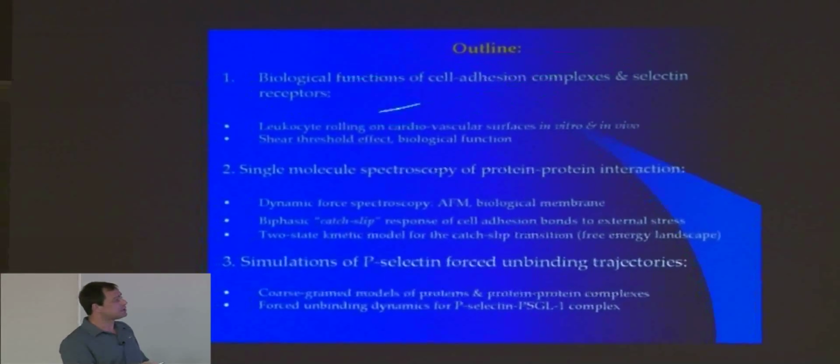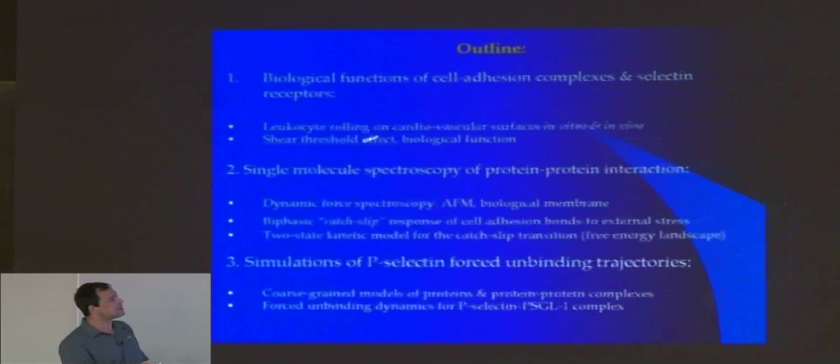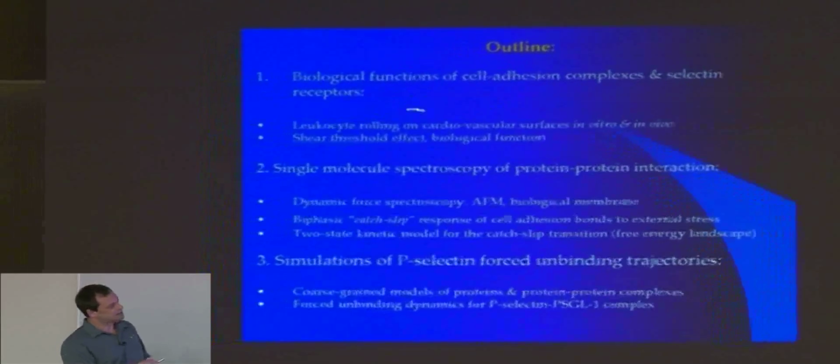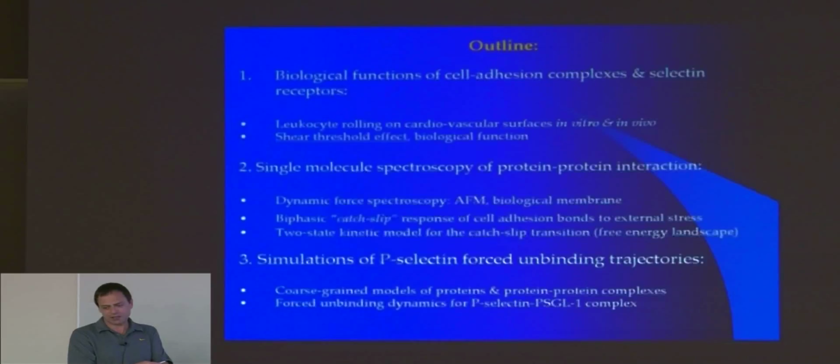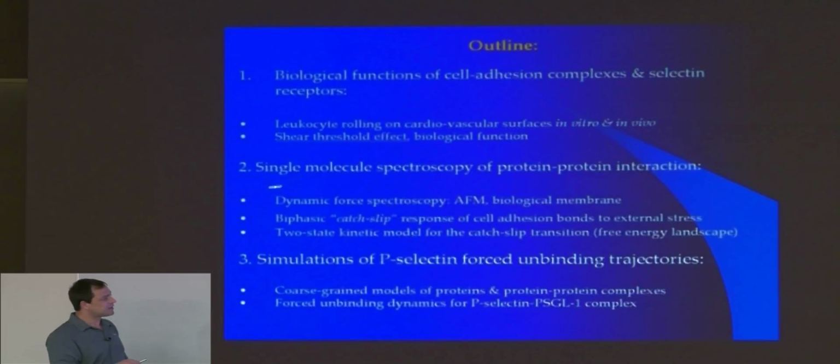the phenomenon is directly related to leukocyte rolling. So these are the cells, the blood cells in our bloodstream, and they roll on cardiovascular surfaces, and I want to talk about that. And then the catch-slip is directly related to the so-called shear threshold effect, and I will talk about that. And then after I describe this part, I will go and describe to you the single molecule spectroscopy experiments.